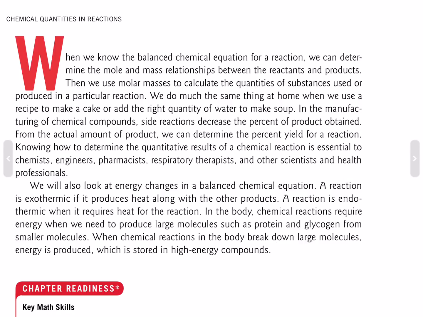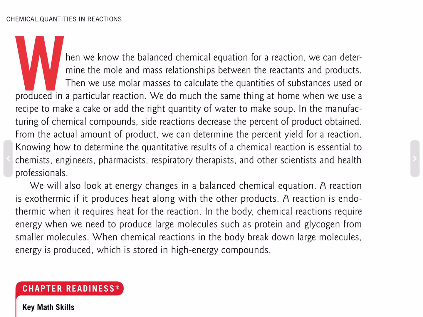We do much the same thing at home when we use a recipe to make a cake or add the right quantity of water to make soup. In the manufacturing of chemical compounds, side reactions decrease the percent of product obtained. From the actual amount of product, we can determine the percent yield for a reaction. Knowing how to determine the quantitative results of a chemical reaction is essential to chemists, engineers, pharmacists, respiratory therapists, and other scientists and health professionals.